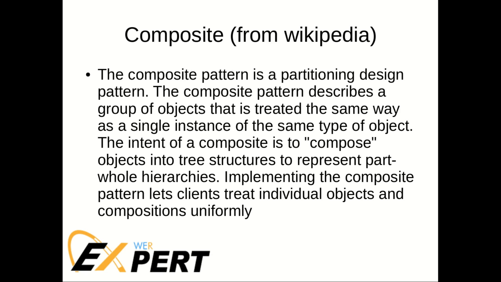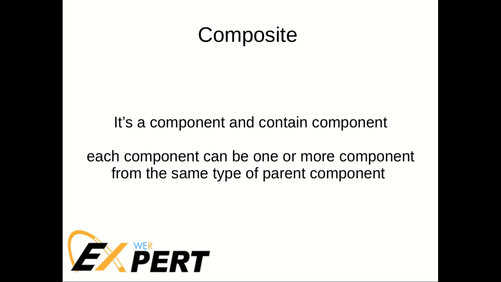Okay, that's the composite. We can use composite when we see parts over parts, or other parts, which are the same type of objects. We will discuss examples in a few minutes. From my definition, the composite is a component that contains components.